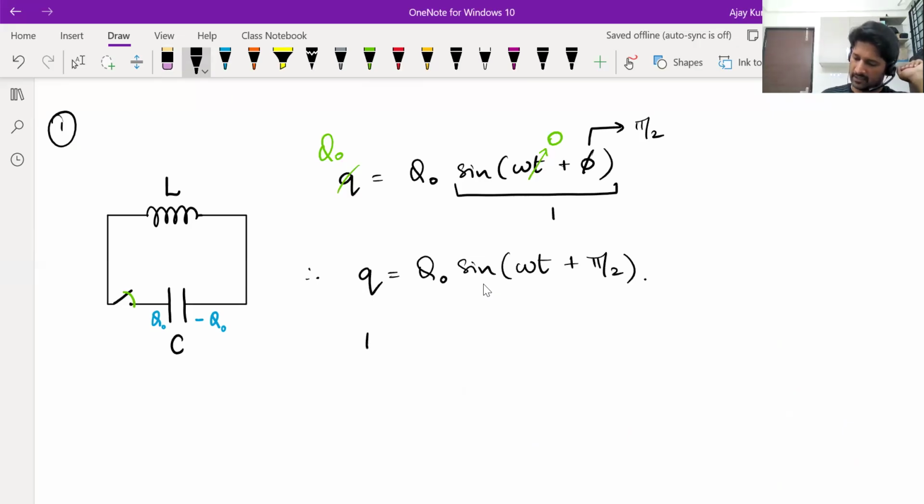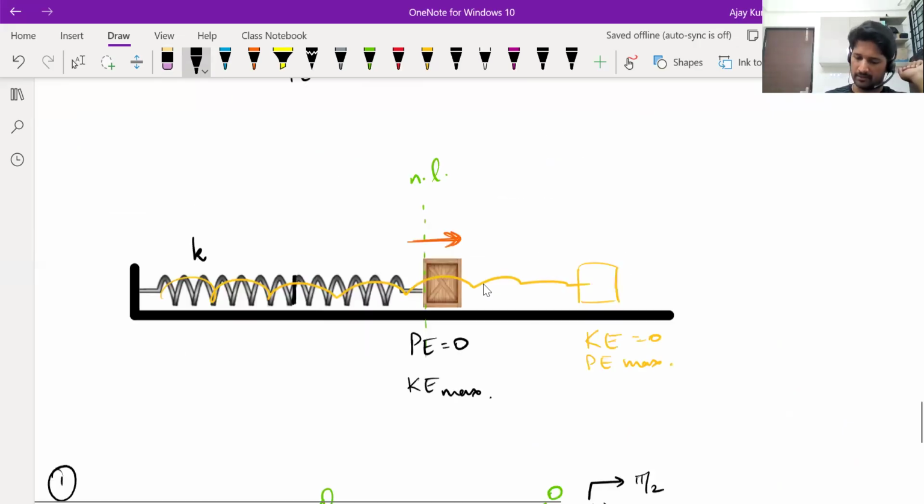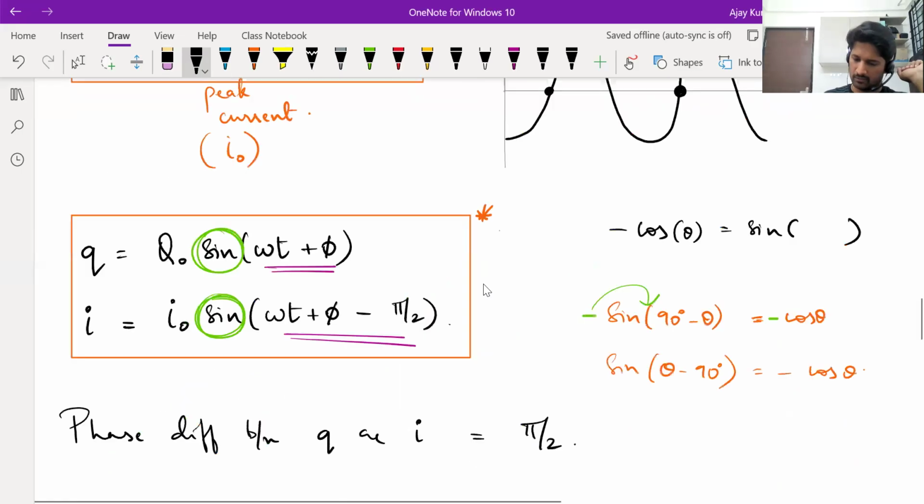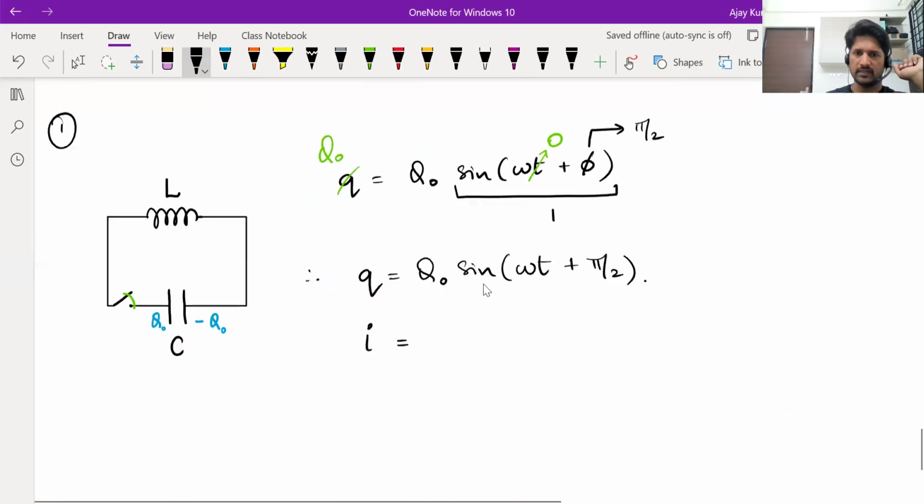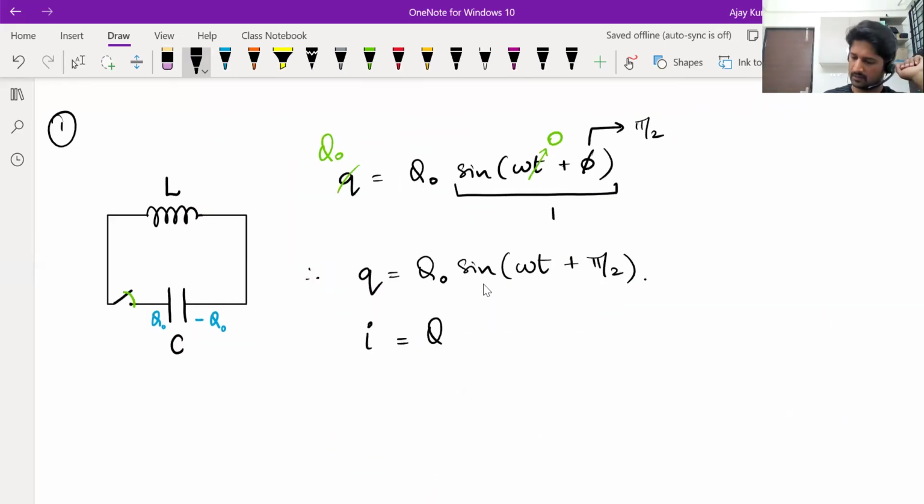And from this, we know the current equation: I naught is q naught omega, so the current is q naught omega sine of (the phase of the charge minus pi by 2). Then the current equation can be written like this: q naught omega sine of the phase of the charge minus pi by 2. If you subtract pi by 2, that pi by 2 gets cancelled. You'll only be left with omega t.